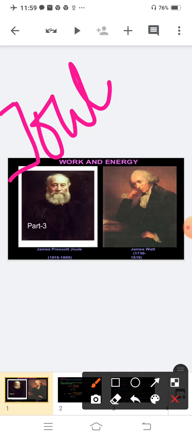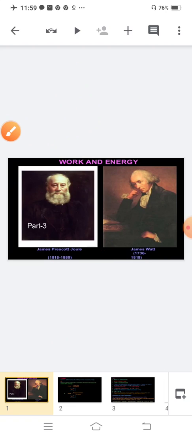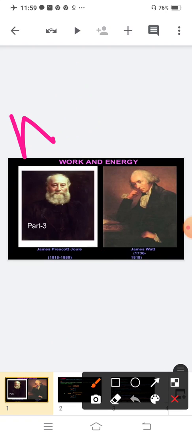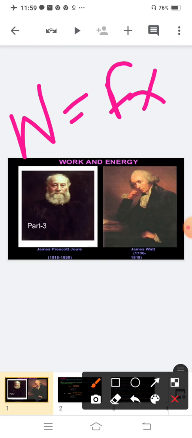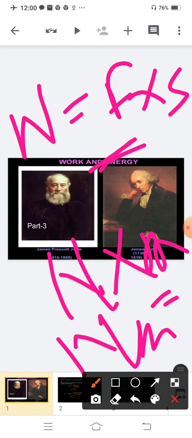Its SI unit is joule, and joule is equal to 1 Nm, because I told you how you will find the SI unit. You know that W is equal to F into S. Clear? The unit of F is newton into meter, so Nm, and Nm is equal to joule. Is this clear?